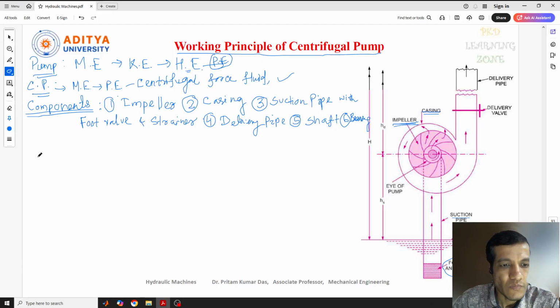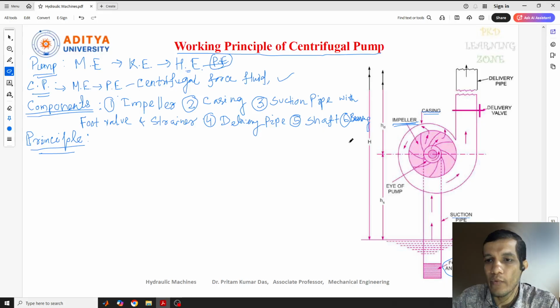Okay. Now, the next one, the working principle, how it is actually working. Now we'll see this one. We'll try to understand how it is working. Then we'll go one part at a time, and even in the working principle we can understand how each of these components is working here.